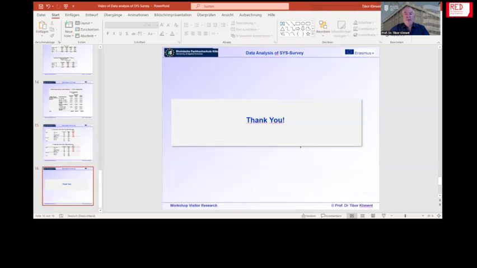So this was an example, very brief example I could give you how you could do very simple analysis and draw some empirical insight and conclusions from your survey data and work with this.